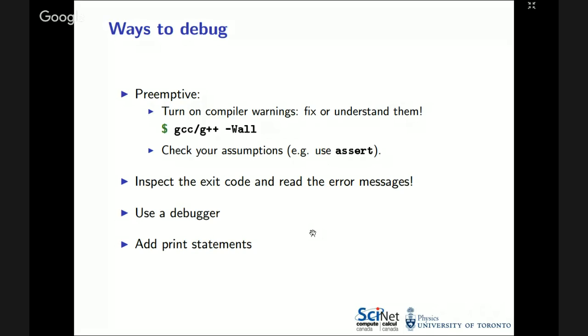We talked about this at the very beginning. Always inspect the exit code. You suppose that if everything went well, the exit code of your code should be a 0, right? So you do echo $? and you should get that value. Finally, if you are still suspicious that there is a problem, use a debugger. And of course, you can always think about adding print statements.